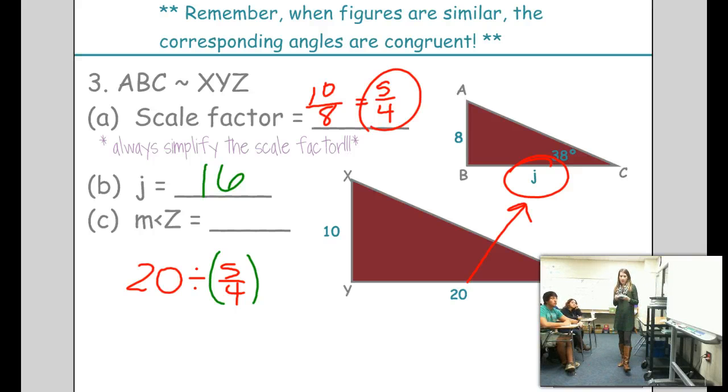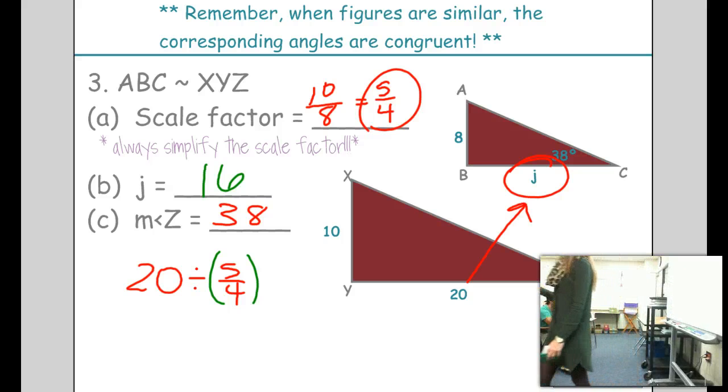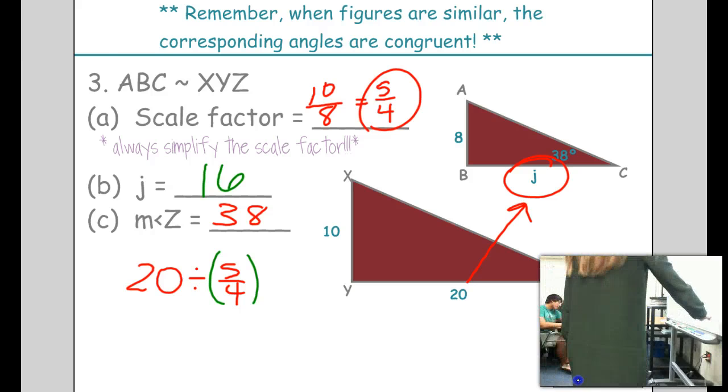All right, and then Lewis M., the measure of angle Z. The measure of this angle. Bam. These are similar figures. 38. Ding, ding, ding. Do not ever use a scale factor on an angle because the angles stay the same. Okay, moving on.